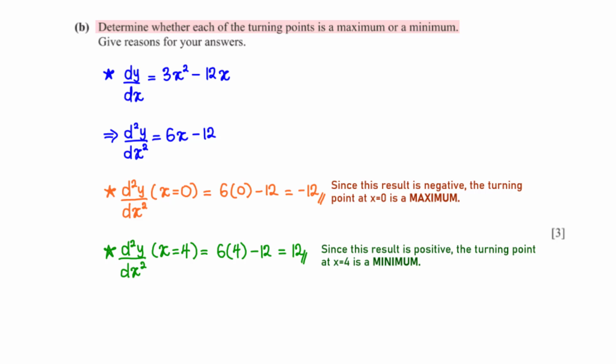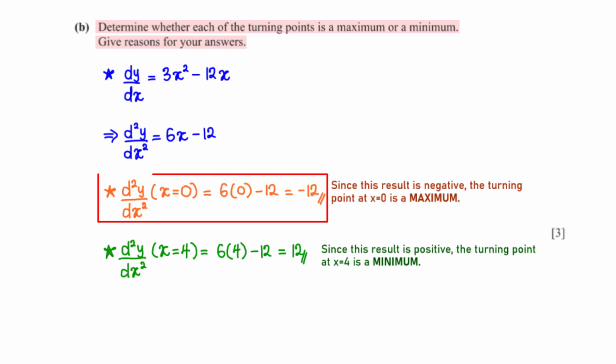Determine whether each of the turning points is a maximum or a minimum. Give reasons for your answers. The second derivative helps us determine the nature of the turning points. To get the second derivative, we need to differentiate dy/dx. dy/dx is 3x squared minus 12x. When we differentiate this, we get the second derivative as 6x minus 12.